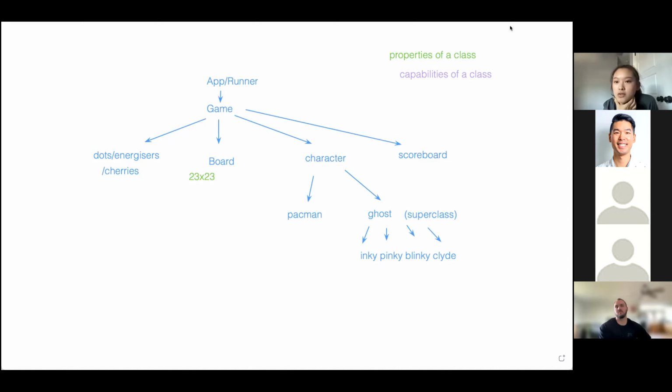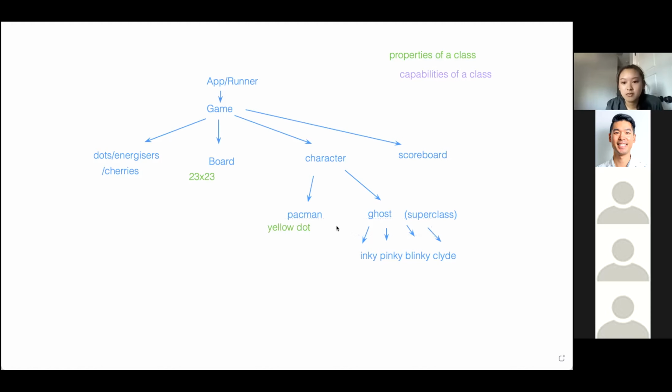Let's move on to some of the properties and the capabilities of each class. So we can start with Pac-Man. So what are some properties of Pac-Man? What is Pac-Man? Well, it's yellow.